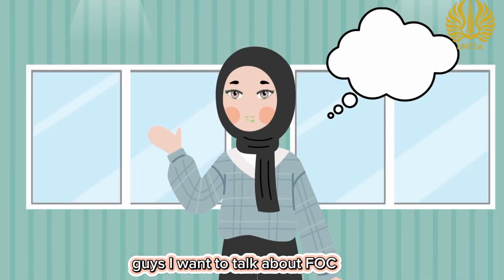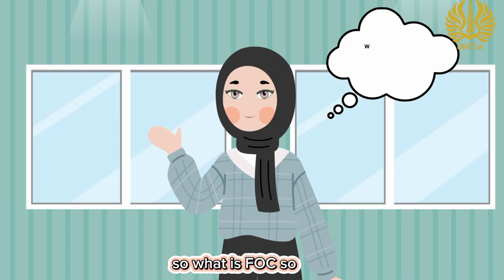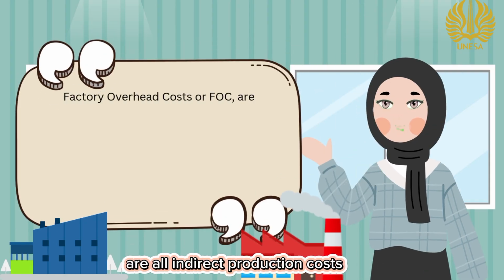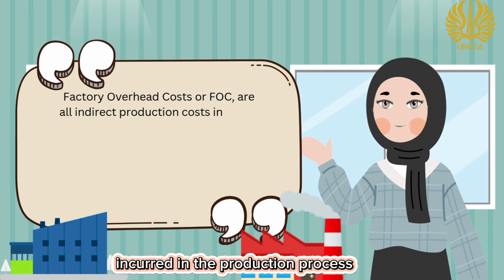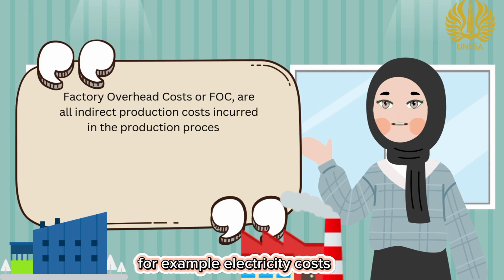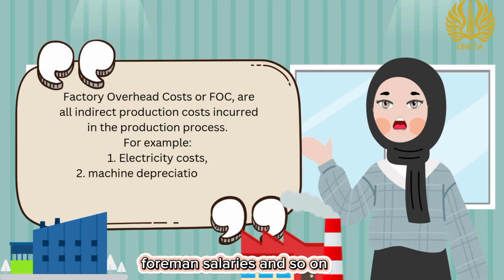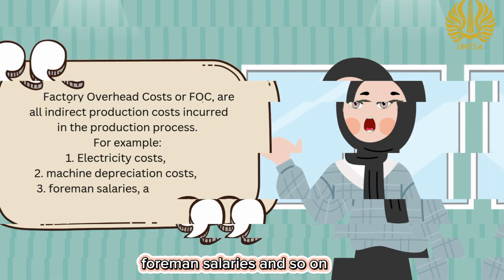I want to talk about BOP. So what is BOP? BOP or factory overhead costs are all indirect production costs incurred in the production process. For example, electricity costs, machine depreciation costs, foreman salaries, and so on.